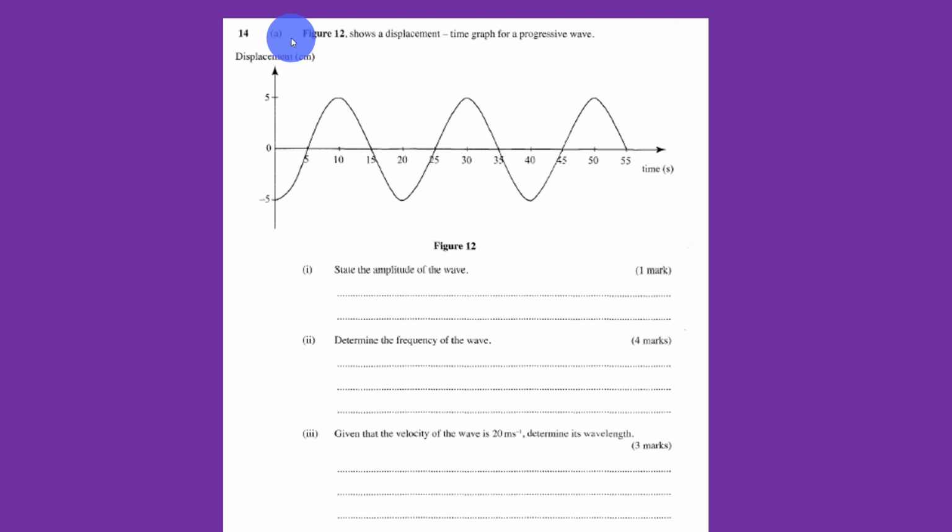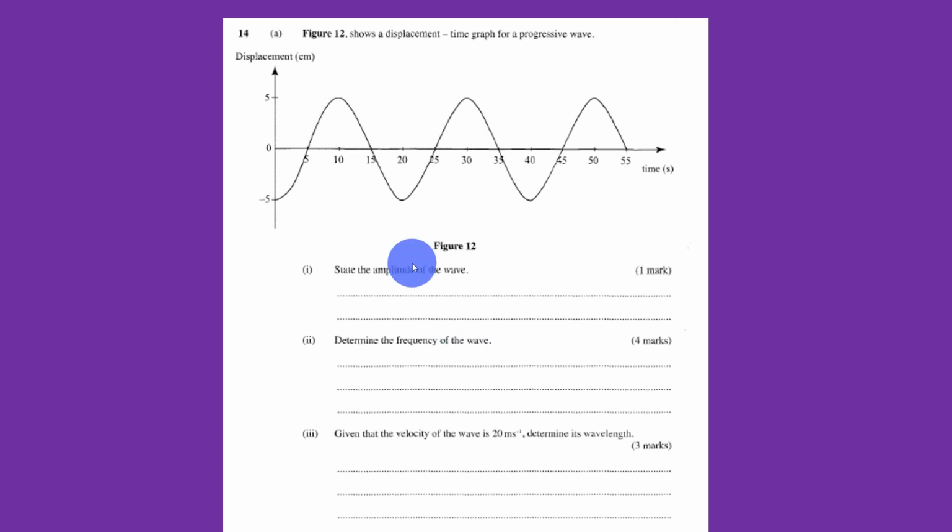And here we are at question number 14, where we are told that figure 12 shows a displacement time graph for a progressive wave. Displacement time graph. Of course, we can get periodic time from this type of graph because the x-axis is time. State the amplitude of the wave. The amplitude of the wave is from this point to this point, so it must be 5 centimeters. Determine the frequency of the wave.